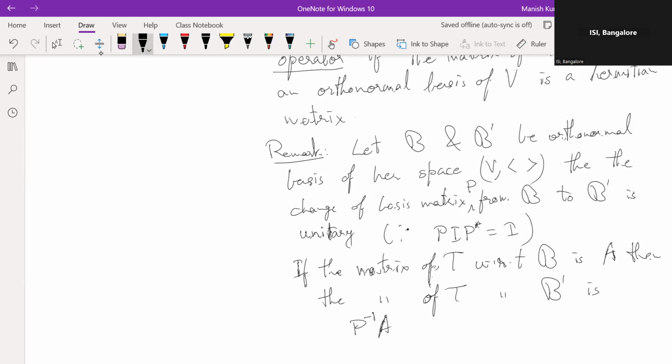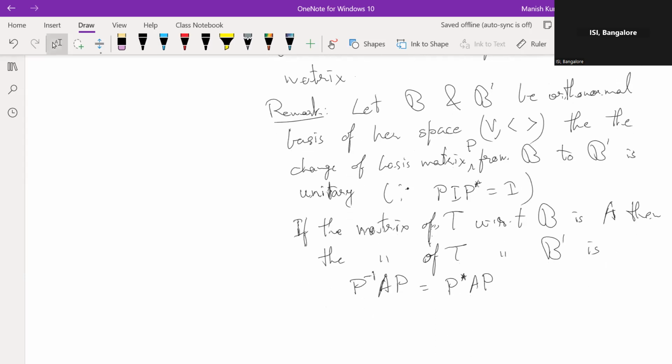So you conjugate by the change of basis matrix. This is the formula we learned in the beginning of the course. But P is unitary, so P inverse is just P star. So this is P star AP. But A is Hermitian, so we are assuming A is Hermitian. We want to show that this P star AP is also Hermitian.